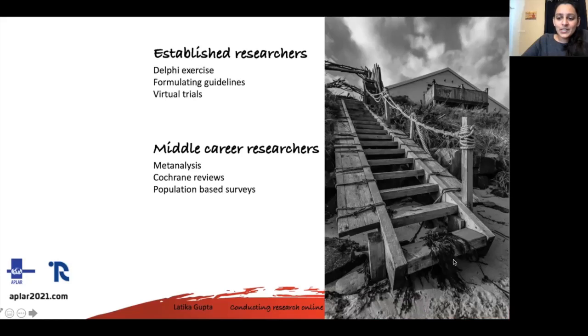So in short, for conducting online research, early career researchers maybe could start out with simple things like surveys and case-based reviews. Middle career researchers, gradually you could acquire the skill base and move towards different kinds of online research like meta-analysis, Cochrane reviews, larger global population-based surveys. And for established researchers, there are other modes of research online, including Delphi exercises, formulating guidelines, and even virtual trials, which we'll talk about in a bit.